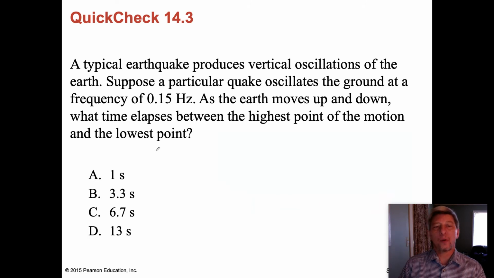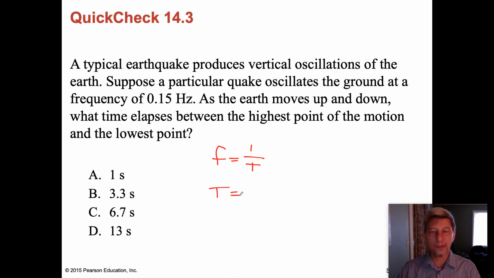14.3. A typical earthquake produces vertical oscillations of the earth. Suppose a particular quake oscillates the ground at a frequency of 0.15 hertz. As the earth moves up and down, what time elapses between the highest point and the lowest point? Well, we know that frequency is equal to 1 over the period, and so period is going to equal, in this case, 1 over the frequency.